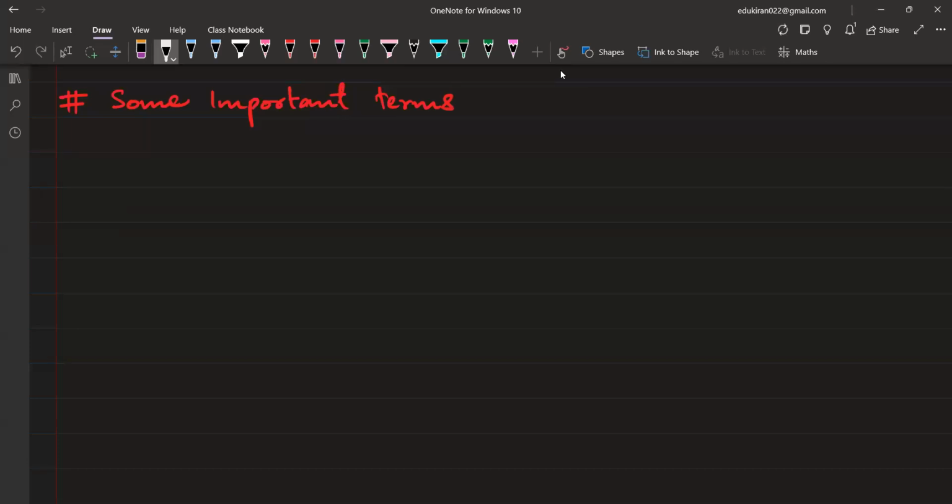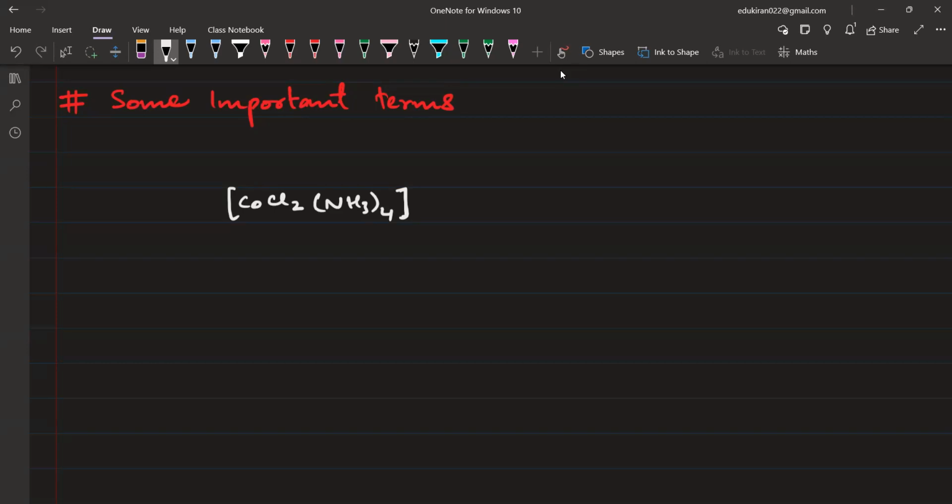Yeah, some important terms. First of all, what all things are there inside a coordination compound? The coordination compound is made up of a complex ion such as [Co(Cl)2(NH3)4]. This whole thing inside the square bracket is the coordination sphere, complex ion, or coordination entity. There are a lot of names.